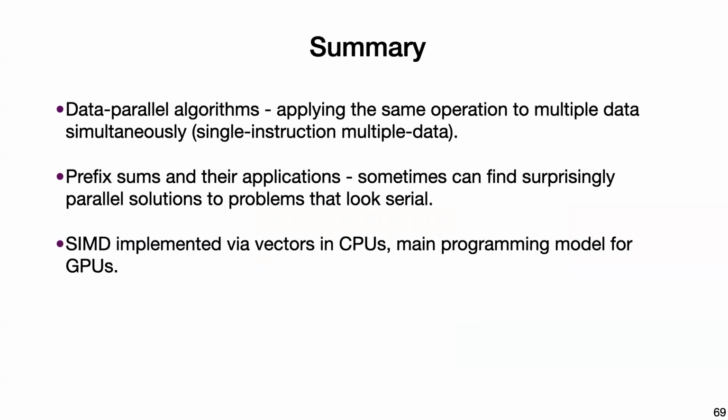So to wrap up, data parallel algorithms apply the same operation to multiple data simultaneously. So it's SIMD, single instruction, multiple data. Basically a huge fraction of data parallel algorithms are prefix sums in their applications. And one thing that I think is cool about them is that often they look serial, but if you try to decompose it in a different way, often by unwinding their recursion, you can find surprisingly parallel solutions, even though it looks like it has a chain of dependencies. And you can implement those algorithms, of course, normally through threads, but you can implement them explicitly with vectors in CPU, and the main programming model in GPUs is through data parallelism.